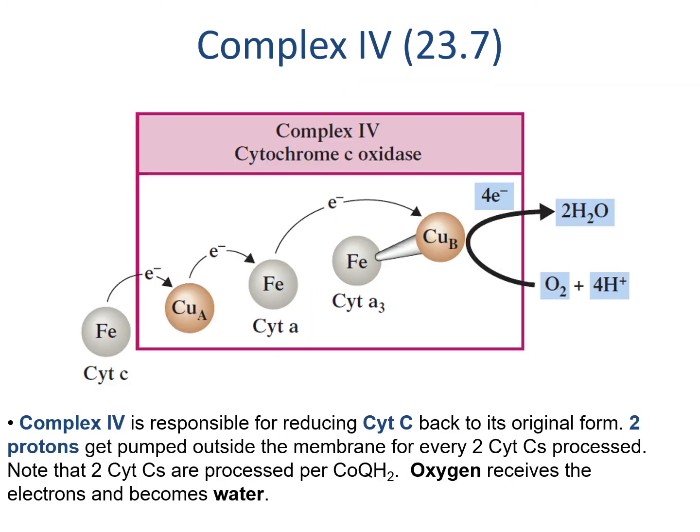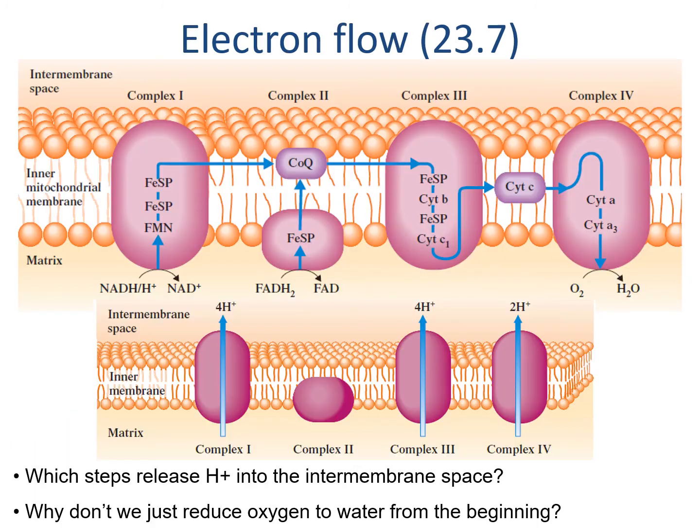Complex 4 takes the 2 cytochrome Cs that come from complex 3 and then oxidizes them. With electrons it gains, it reduces oxygen to water and pumps 2 more protons into the intermembrane space. This is the end of the electron transport chain, but again, it only works if the electrons have someplace to go at the very end. We cannot use the electron transport chain without oxygen.